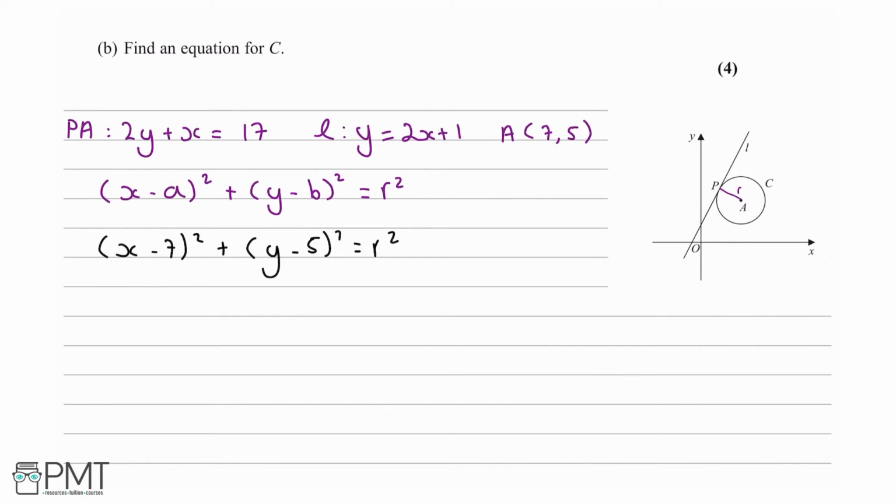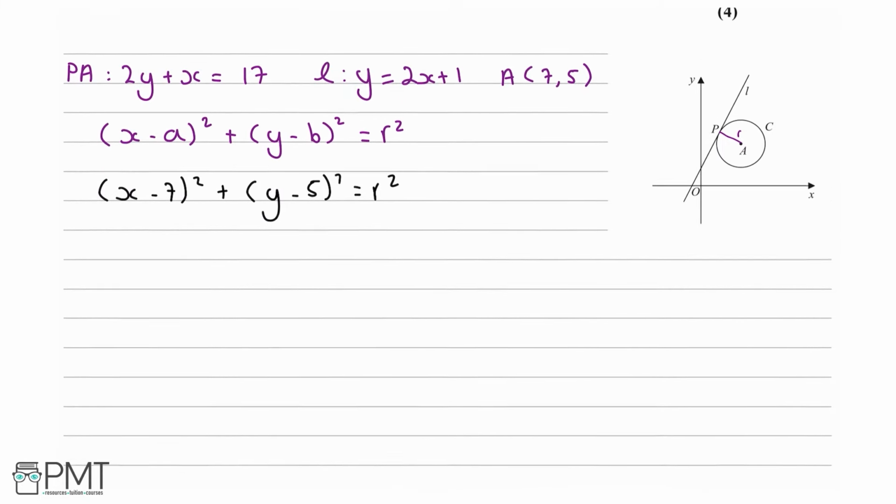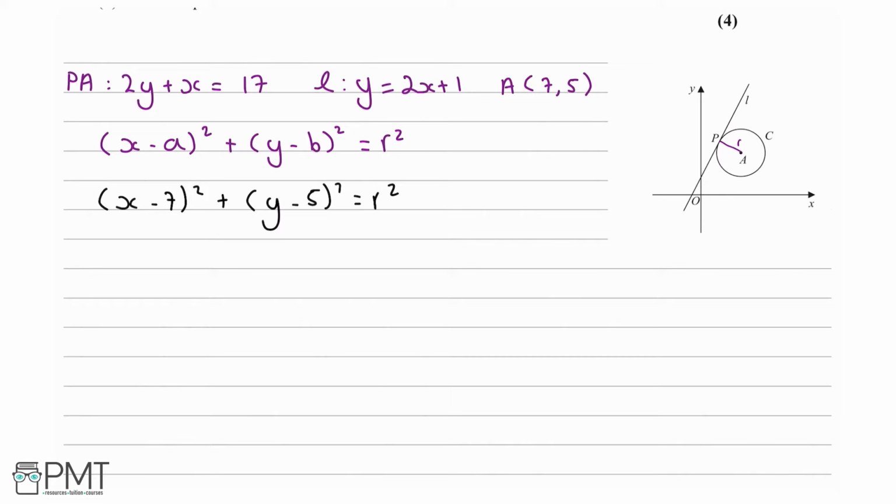So simultaneously solving PA, so line PA and line L, will allow us to find the coordinates of P. So let's do that. We know that L is y equals 2x plus 1, and for PA, 2y plus x equals 17. So I am going to plug in our expression for y into 2y plus x equals 17. So what we will end up having is 2, and then our expression for y here is 2x plus 1, plus x equals 17. Okay, so let's expand the brackets.